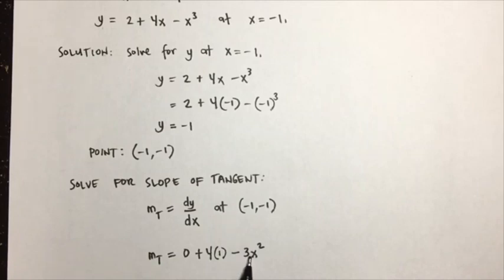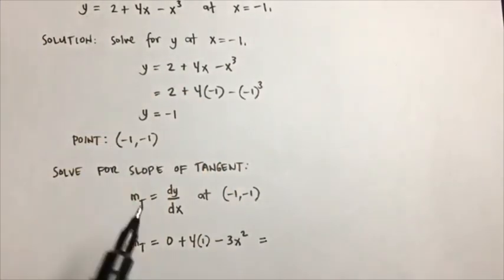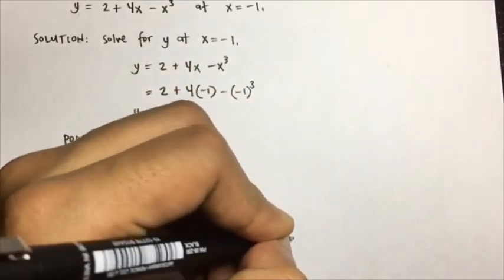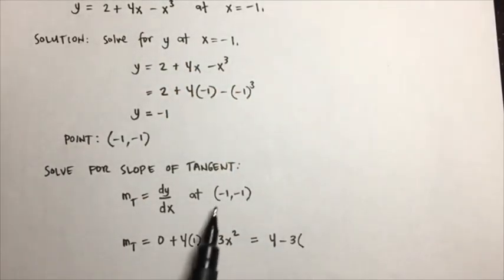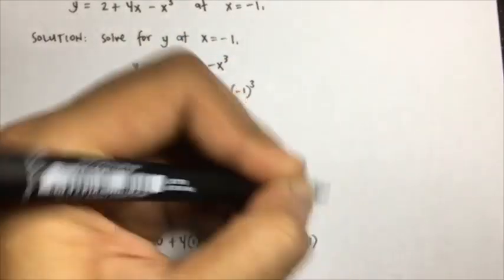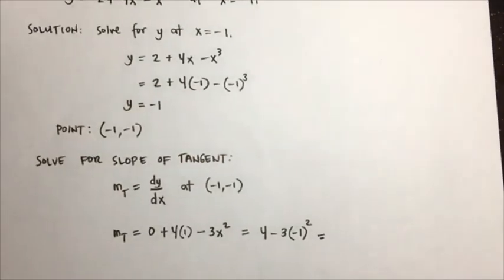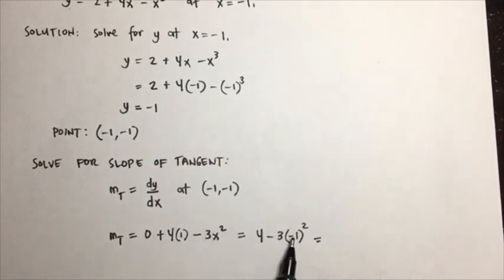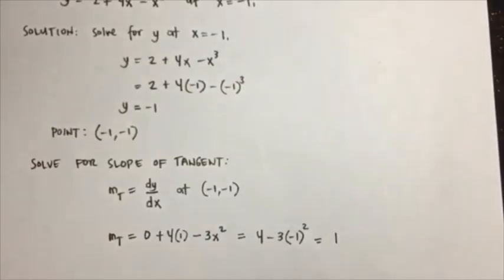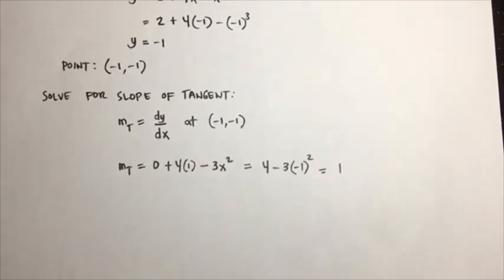Next is to substitute the value for x. We only have x here, so we will be using x is equal to negative 1. So this will become 4 minus 3 times x squared, so negative 1 squared. The slope of the tangent now becomes 4 minus 3 times negative 1 squared. Negative 1 squared is positive 1, times 3, so this will be equal to 1. Okay, the slope is 1.